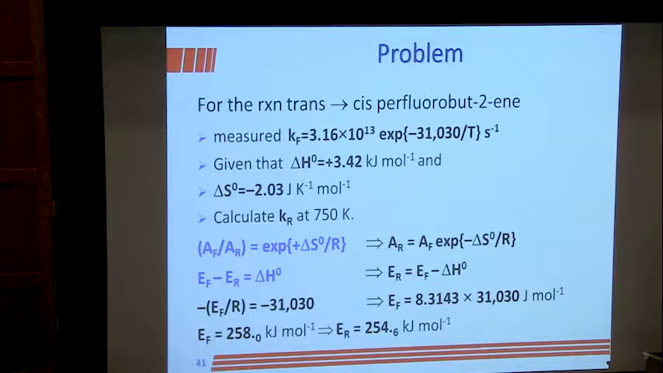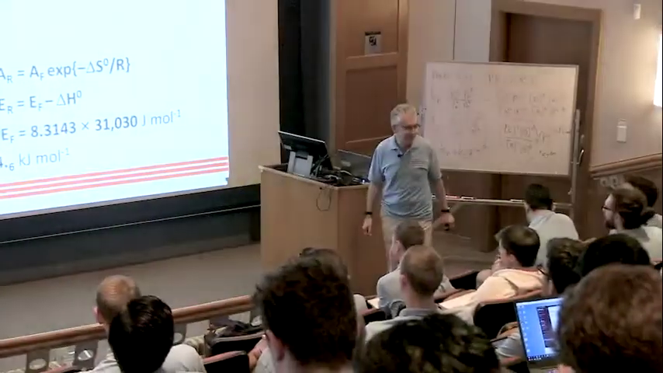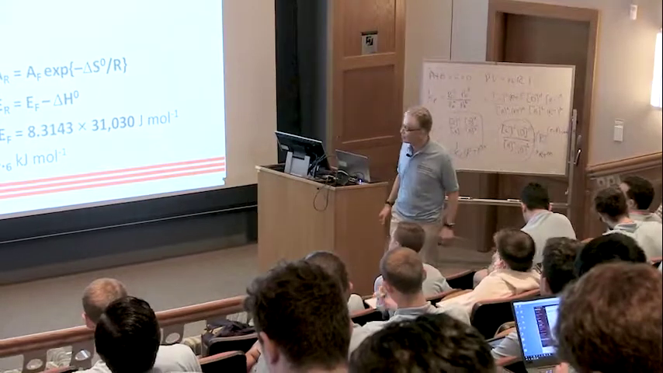So we know that A forward over A reverse is the exponent of delta S over R. So we have A reverse is equal to A forward times the exponent of minus delta S over R. And you're given delta S, so you can get A reverse. Okay? I actually should have it written here. I don't, but you can calculate that yourself. Okay? So for some homework tonight, do that, and you can tell me tomorrow what A reverse is. Okay? Check with your friends.